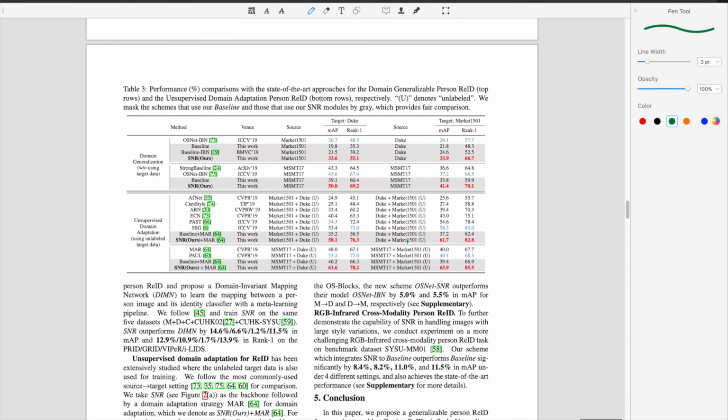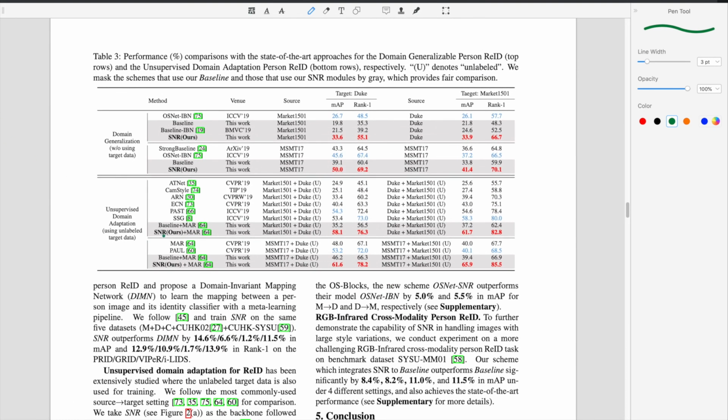So overall, the paper says that SNR works pretty well, and it can be applied in complementary with pre-existing domain adaptation techniques in person re-identification, like MAR, which achieves the best performance out of all methods. So overall, this SNR paper was pretty interesting in the way it introduces style normalization and restitution in order to remove the identity irrelevant features from the feature space.